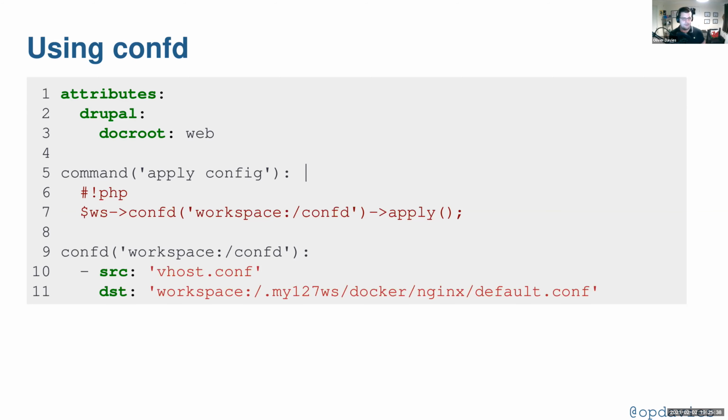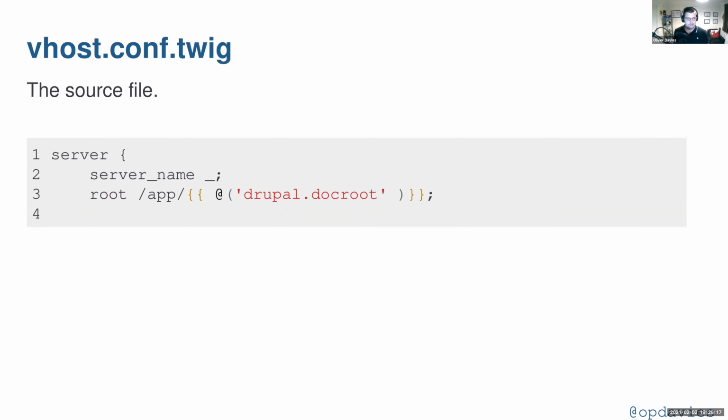sorry, the files are listed here on line 9 down. We're going to say this directory here, each one has a source and an optional destination. So this is a vhost.conf file. This is an Nginx template. It's a twig file, but the twig extension is sort of assumed. And then my destination is going to be this directory here. I usually have a .my127ws directory. That's pretty standard. Inside that directory, I'm going to make another one called Docker and one called Nginx. And then the file vhost.conf will become default.conf. So let's see what that means.